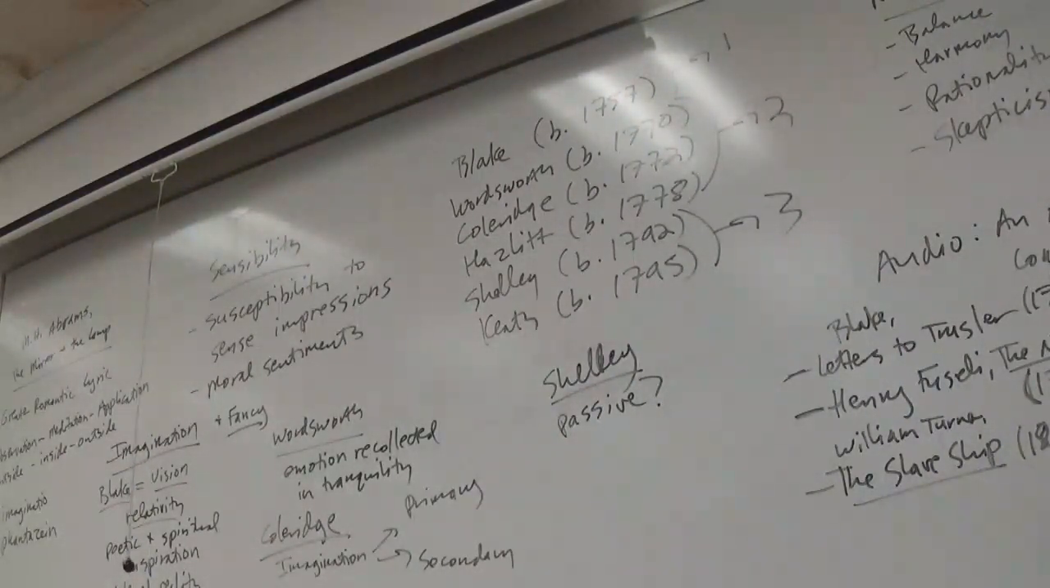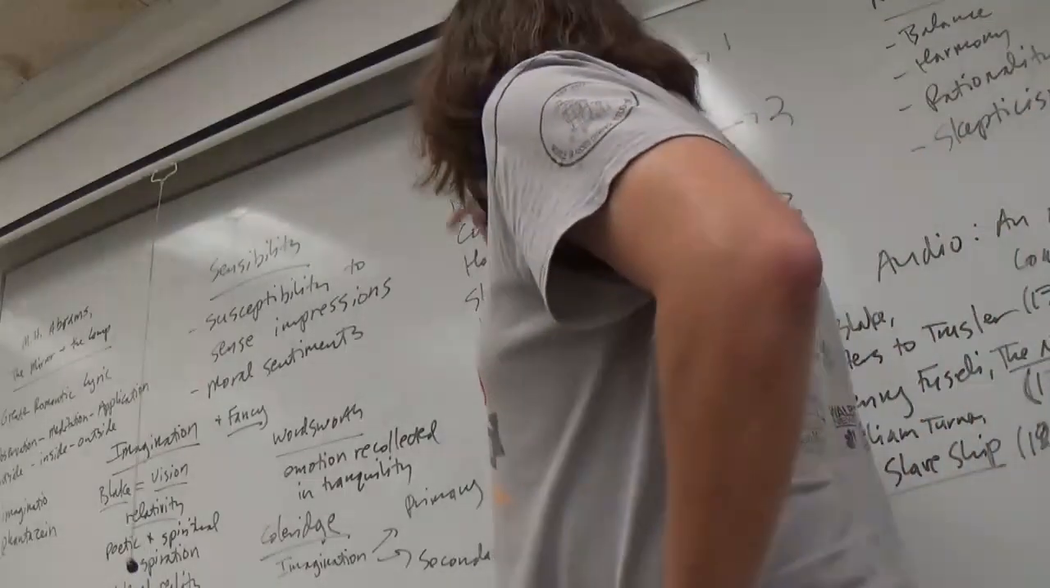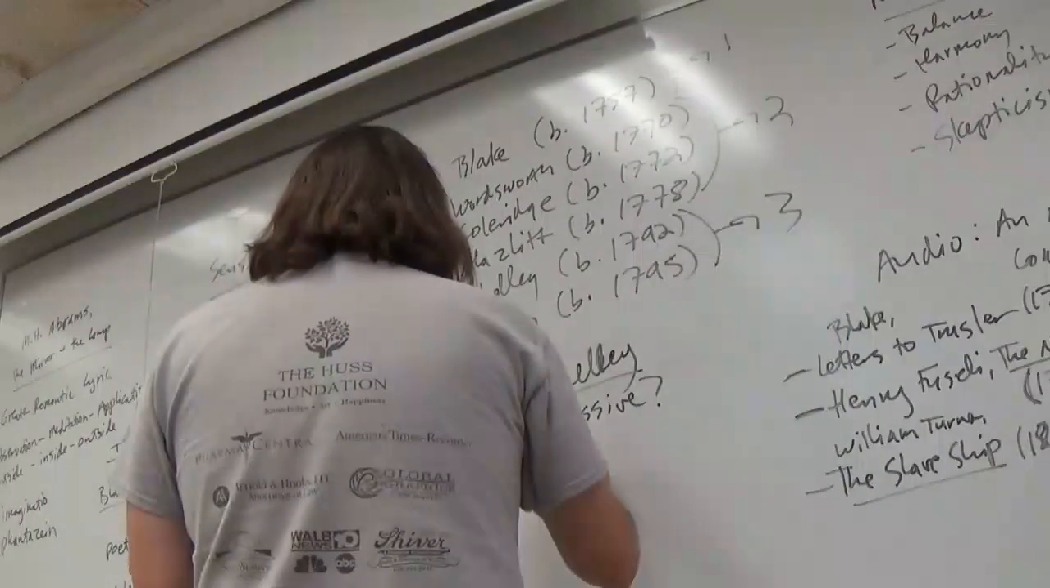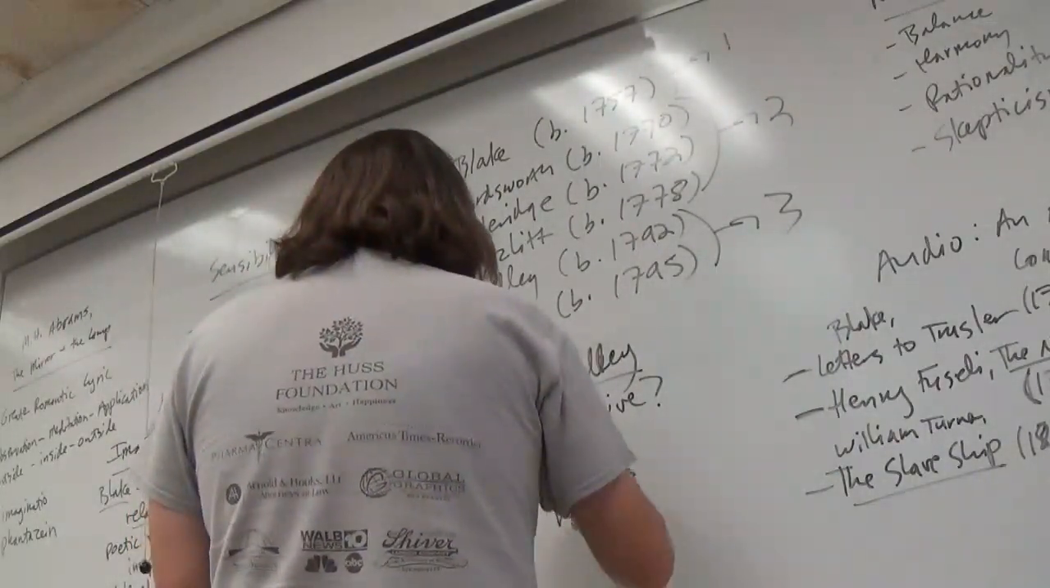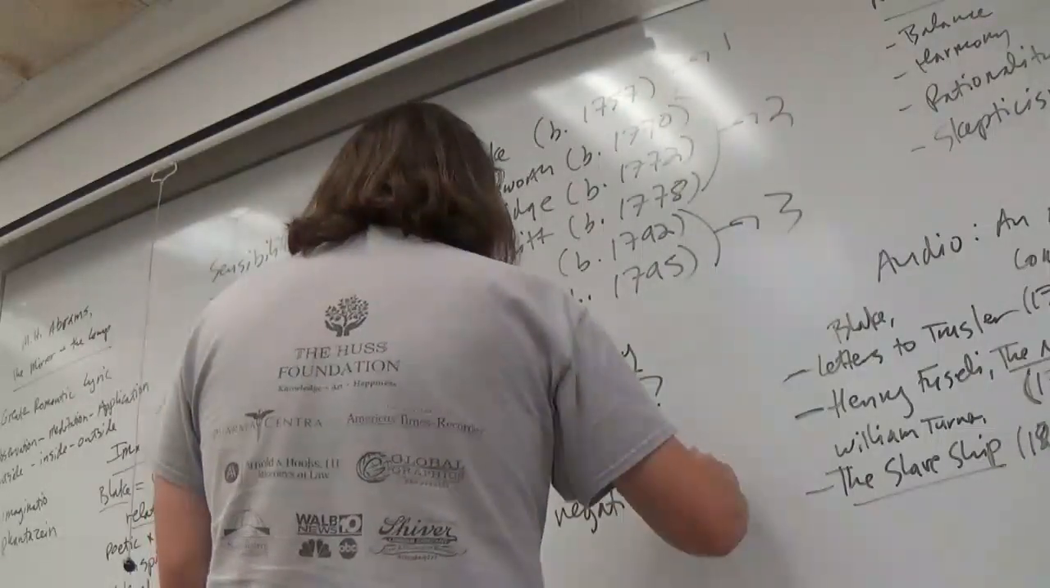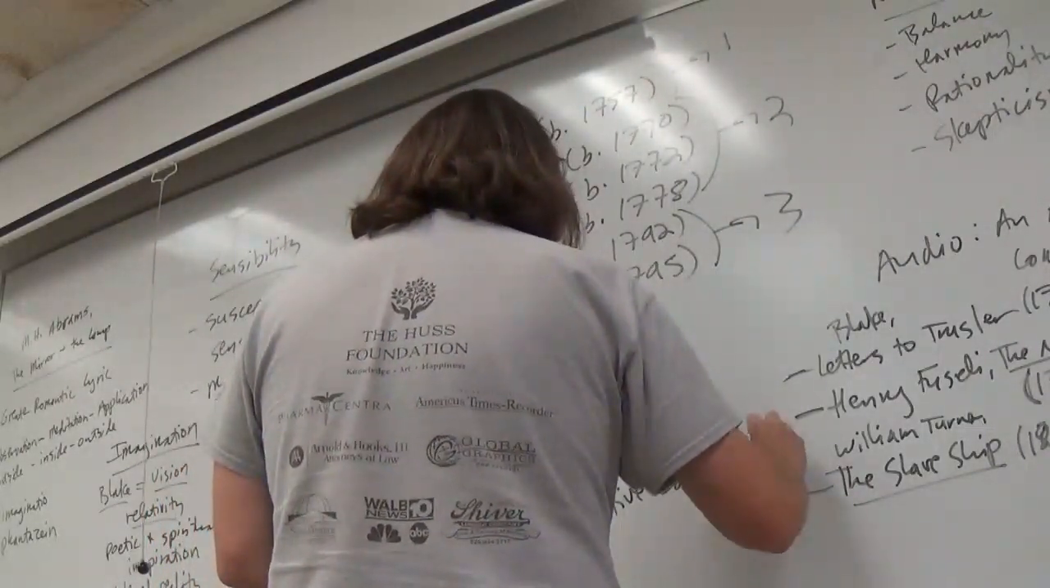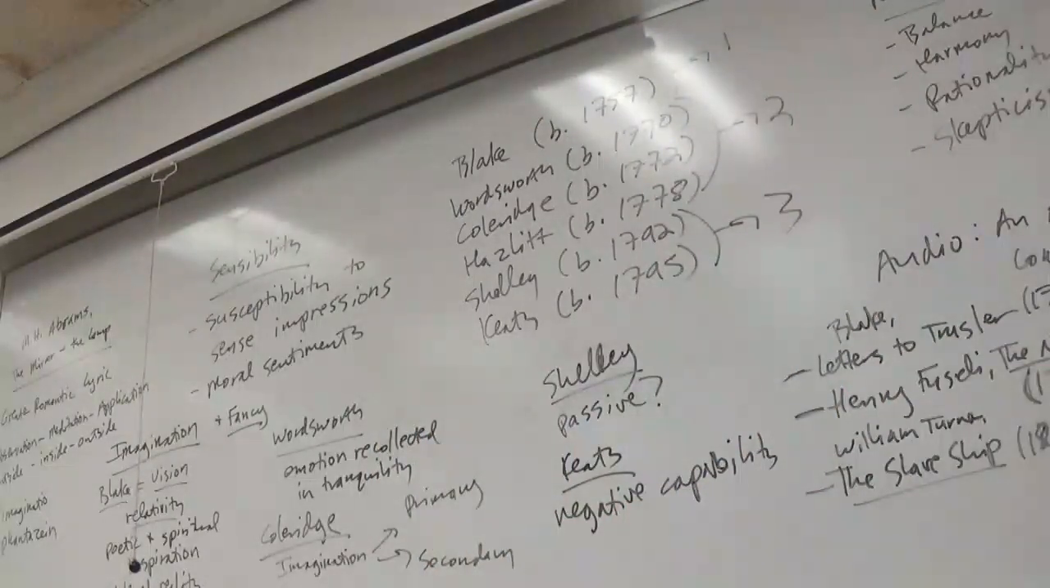Now, I want to quickly look at Keats, who I think is thinking along the same lines as Shelley. In particular, this phrase he uses, negative capability. Now, can I get somebody to read at the bottom of page 1016? This passage, the sentence starts with, "I had not a dispute, but a disquisition."